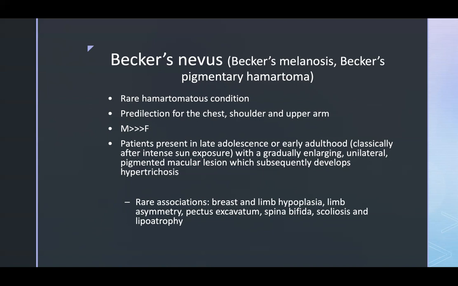The patients usually present in late adolescence or early adulthood, classically after intense sun exposure with gradual enlarging unilateral pigmented macular lesions, which subsequently develop hypertrichosis. And I would say that the hypertrichosis gives it away clinically. The rare associations include breast and limb hypoplasia, limb asymmetry, pectus excavatum, spina bifida, scoliosis, and lipoatrophy.